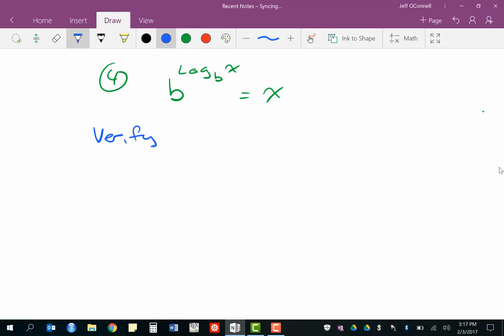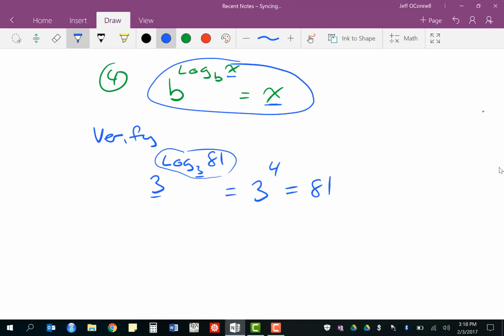And I'm going to verify it by considering 3 raised to the log base 3 of 81. So these 3's have got to be the same. And then it should be the case that this is equal to 81 because the argument there is 81, and that should end up being that value of x. So let's just look at this one piece at a time. We've already decided that the log base 3 of 81 is equal to 4, so this is going to be 3 raised to the 4th power, and sure enough, 3 raised to the 4th power is equal to 81. So this formula, or this property of logarithms, is verified there. Again, not proved, just verified.